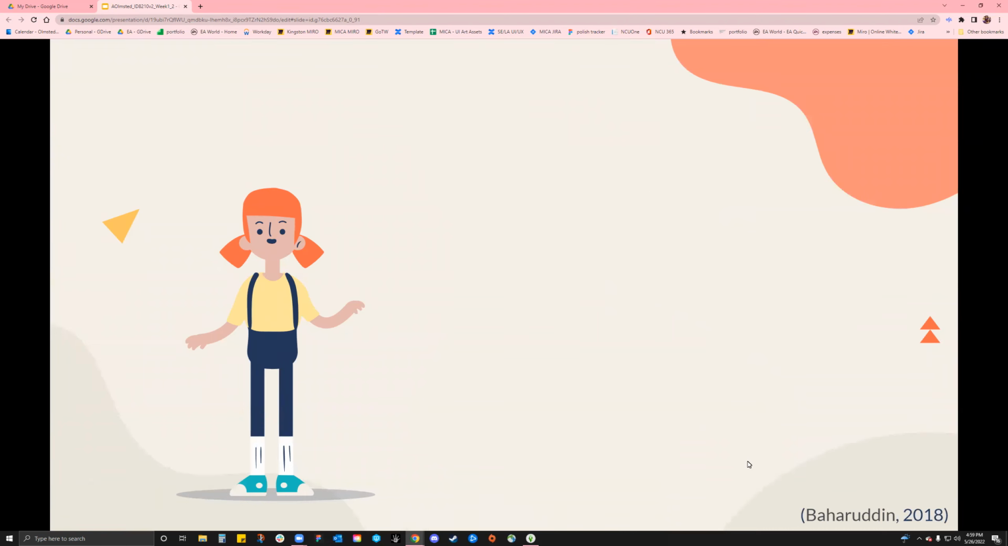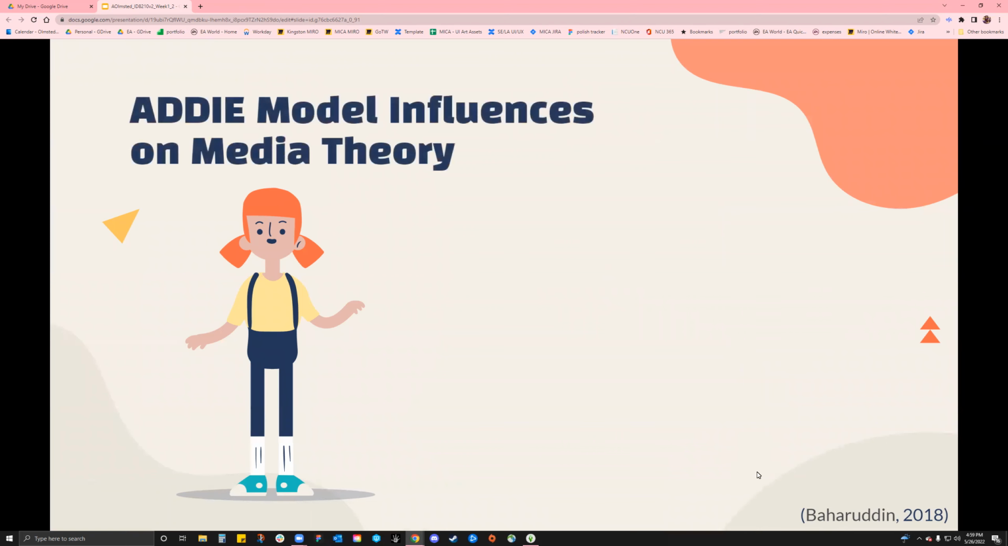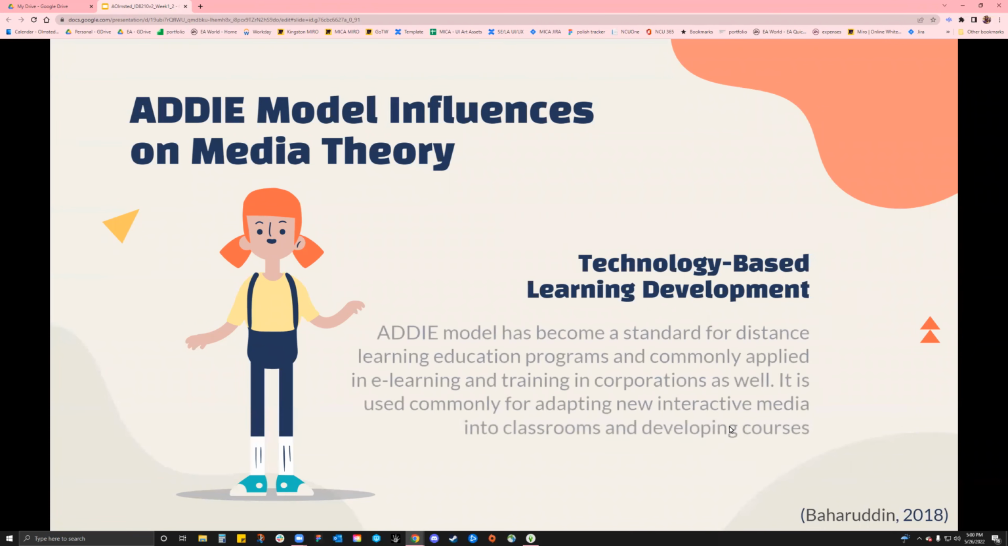Let us examine a study showing the ADDIE model and its influences on media theory. The first study examined ADDIE's influence on interactive learning in a vocational high school and using it to promote interactive multimedia and learning materials. The study showed us that using the ADDIE model to develop application of this type of media in the classroom met and excelled on proposed objectives and the learning outcome.